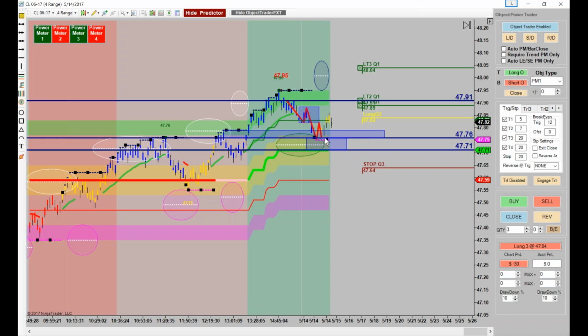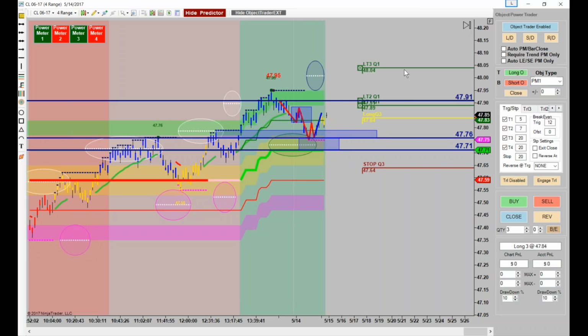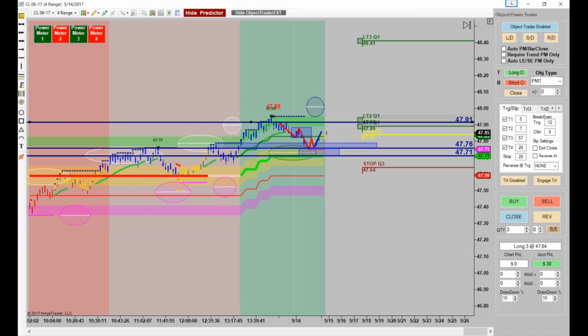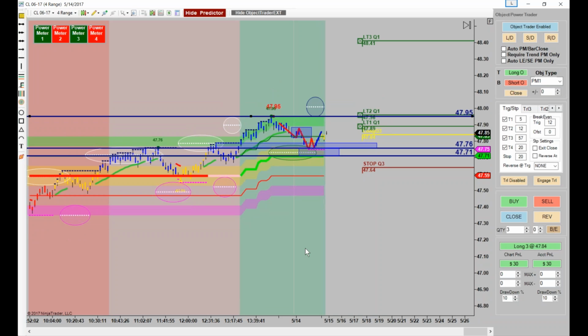Now there you go. You just got the little trade here. Let's see if it actually works out. We'll go ahead and get one of our targets out of the way. We'll put one of our targets up at the swing, and then we'll let the trade do what it's going to do.